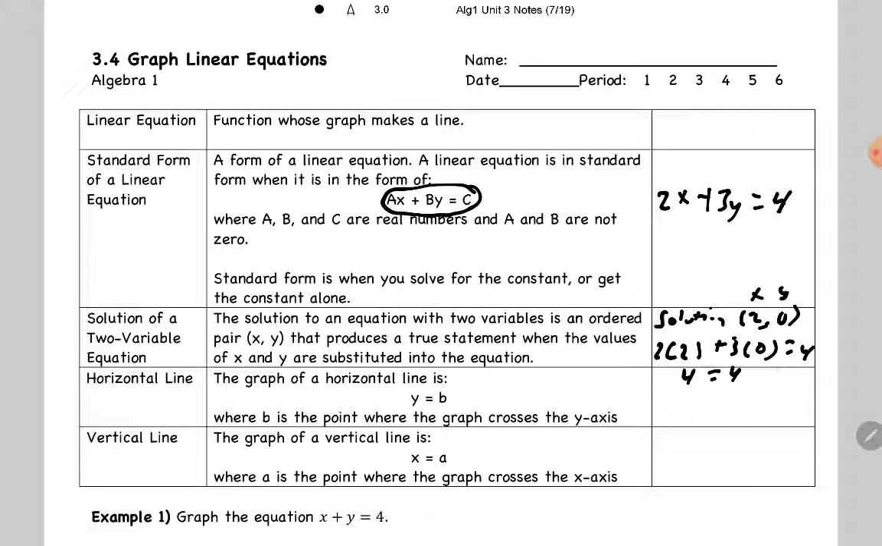Okay. So horizontal lines are usually of the form y equals something. So if I had y equals -2, I would go down to -2 and create a horizontal line. And don't forget to draw your arrowheads.